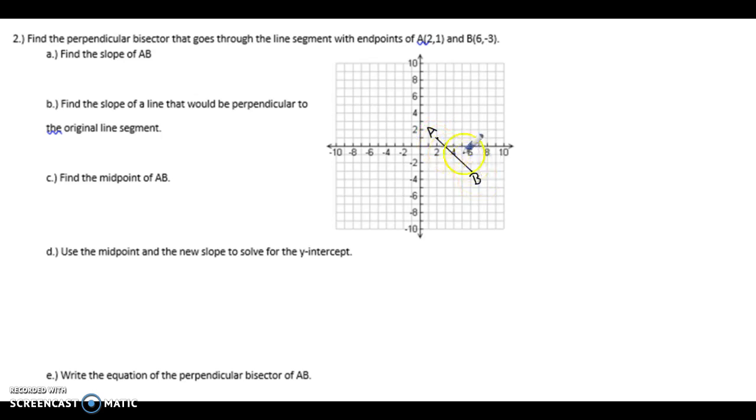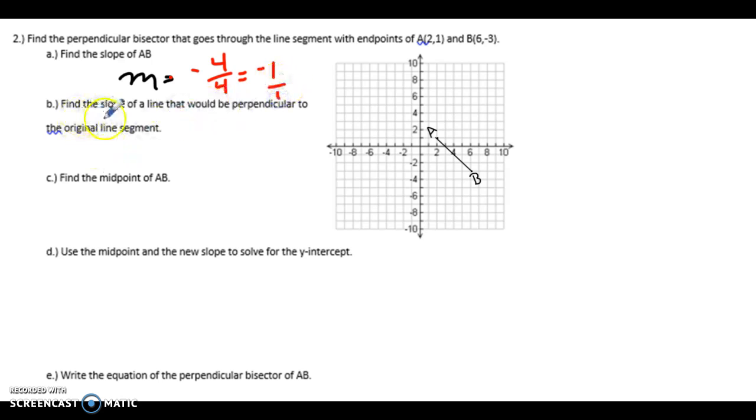Since it's going downhill from left to right, I know my slope is going to be negative, so we're just going to count the slope, which is negative 1, 2, 3, 4, negative 4 over 1, 2, 3, 4, negative 4 over 4. I don't know why that just changed to red, but we're going to go with it. So negative 1 over 1 is my slope when it's reduced.